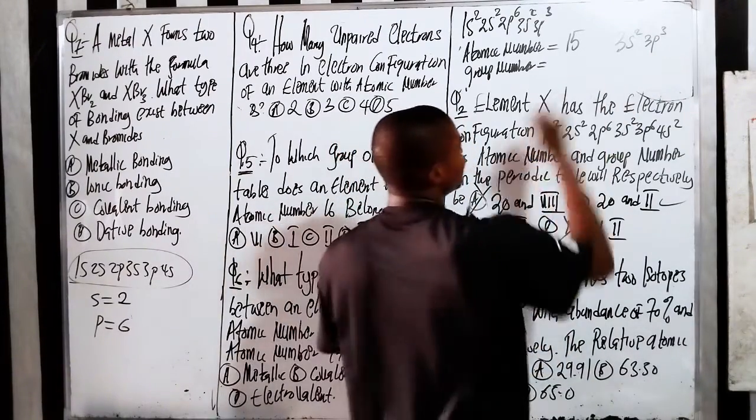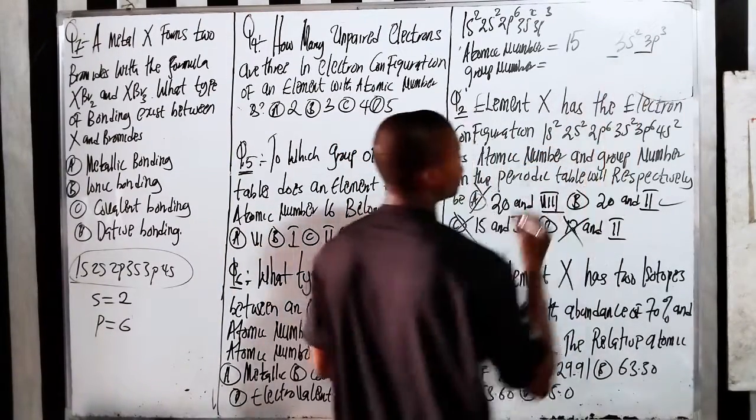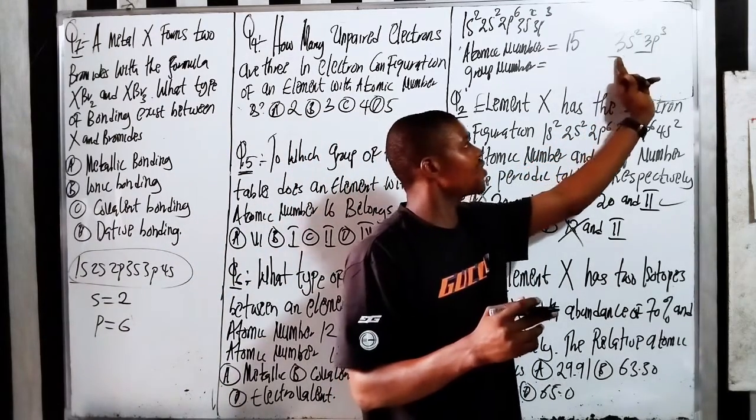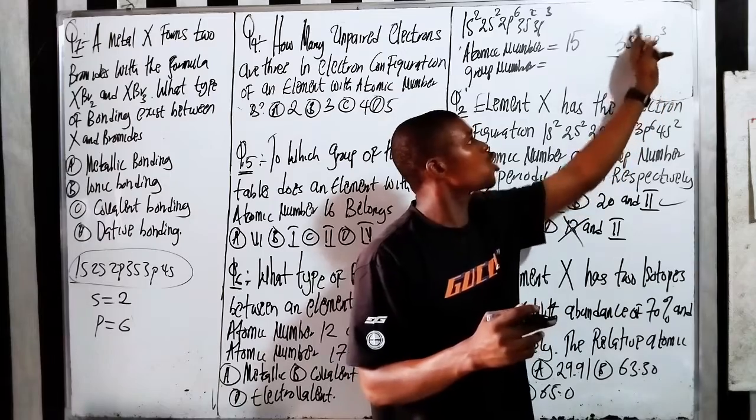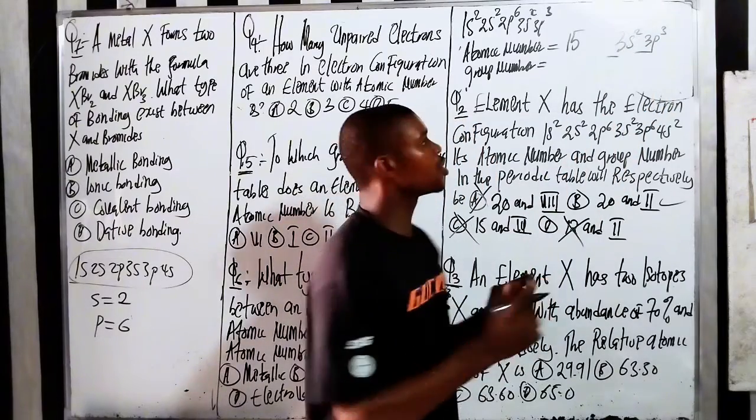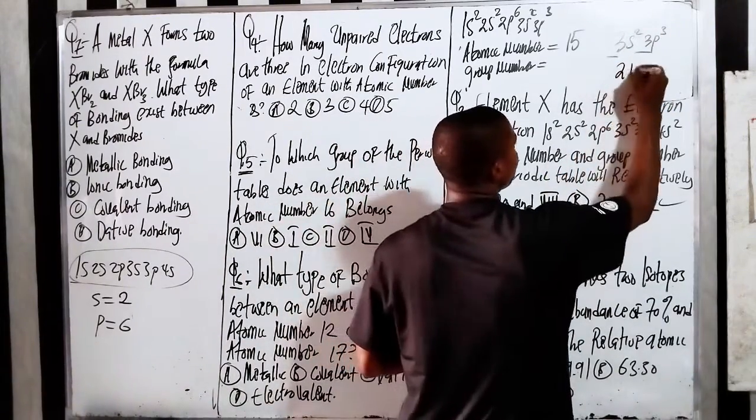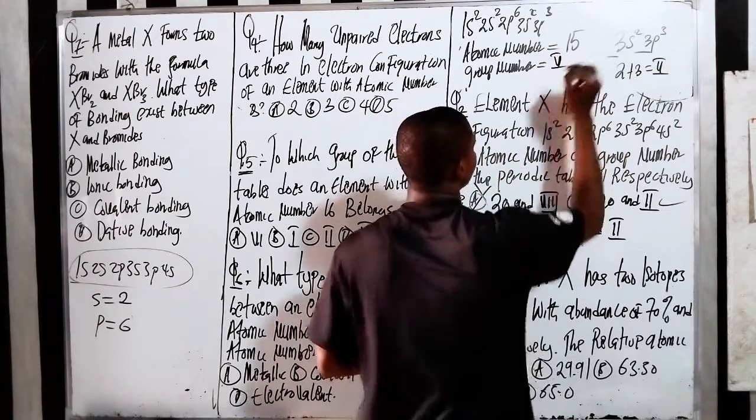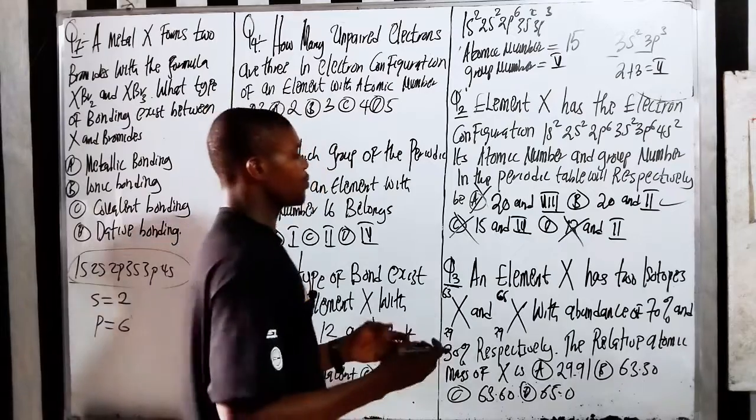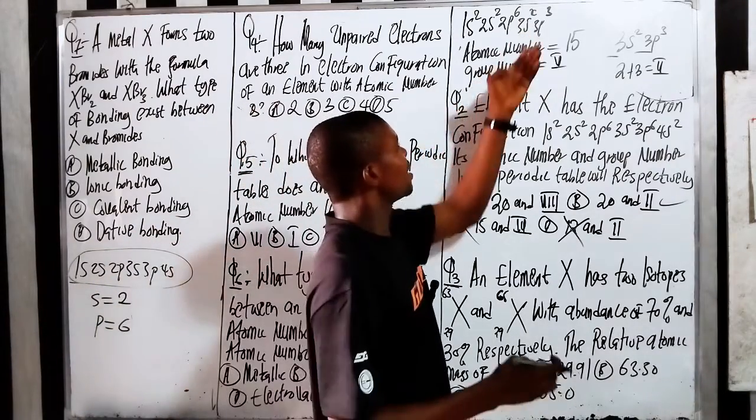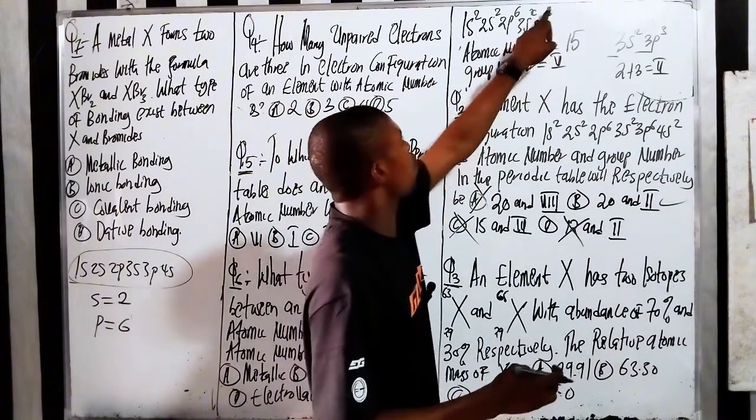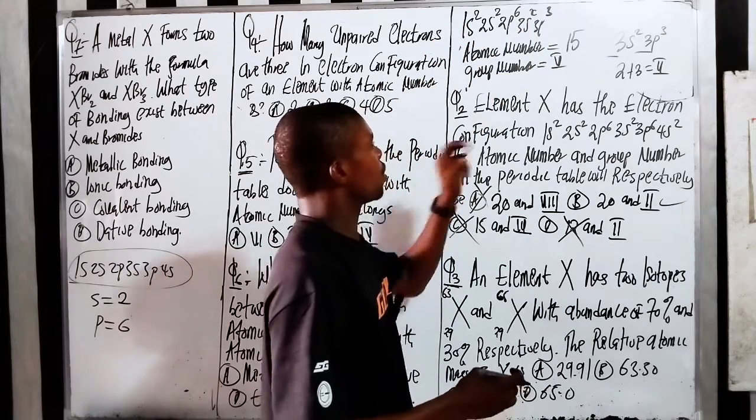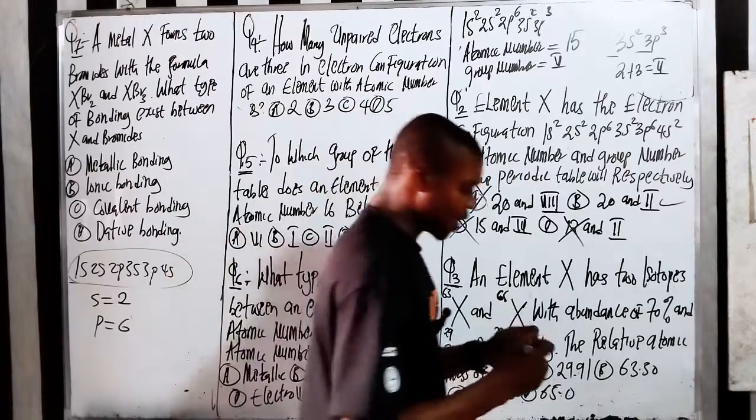Now, because they are both in energy level 3, in this situation you don't just take this one here. Because here we have 3s and 3p, you sum the electrons together. So that's going to be 2 plus 3, which is 5. Do you understand? So the atomic number is 15 when added together, while the group number will be 5. You get?